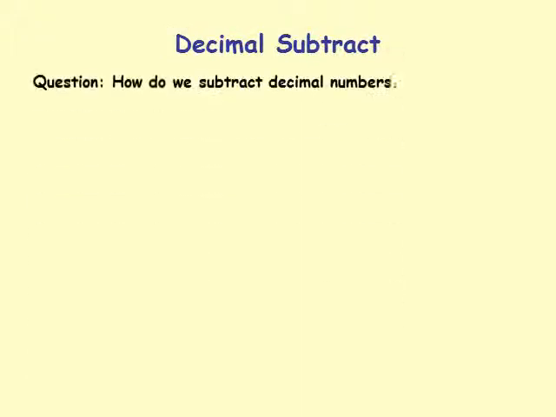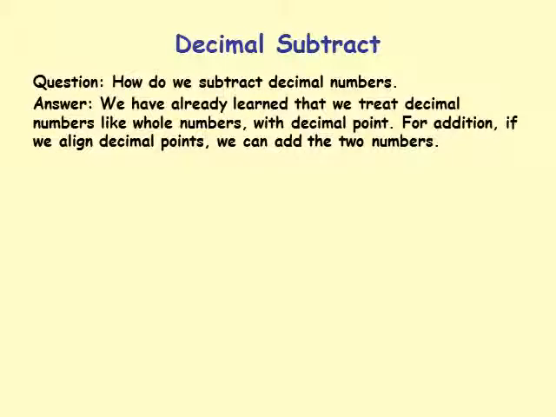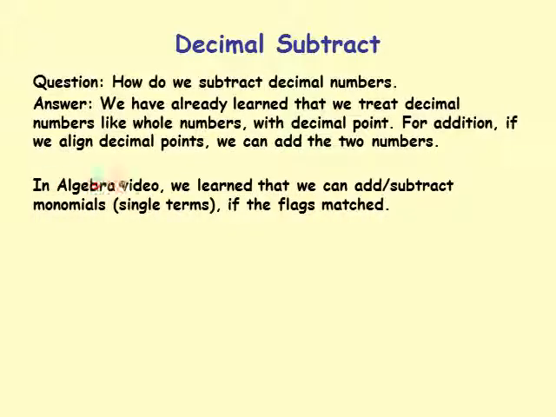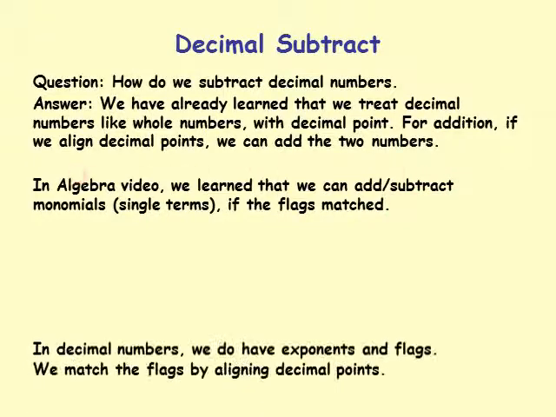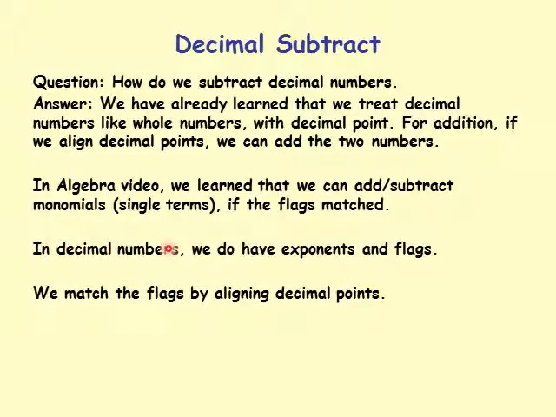Okay, let's continue here. Question: how do we subtract decimal numbers? Answer: we have already learned that we treat a decimal number like a whole number with a decimal point. For addition, if we align decimal points, we can add the two numbers. In the algebra video, we learned that we can add and subtract monomials, which are single terms, if the flags match. So we are using that lesson from algebra. In decimal numbers we do have exponents, and exponents have flags.